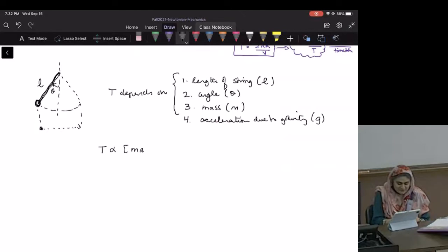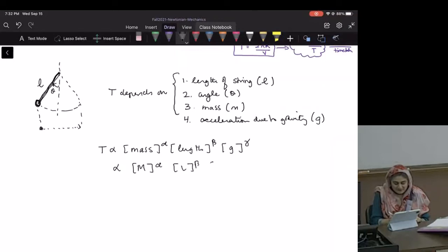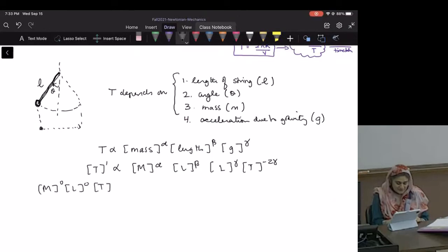T is proportional to mass to the power alpha, length to the beta, and g to the gamma. M alpha, L beta. Now here's a trick. What would g be? It's going to be length times time to the negative 2. Yes, so L to the gamma and T to the -2 gamma. Wonderful. And so now we'll do M to the 0, L to the 0, T to the 1, proportional to M alpha, L beta plus gamma, and T -2 gamma.